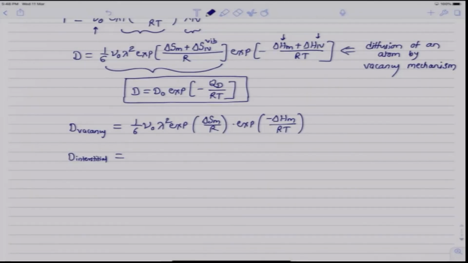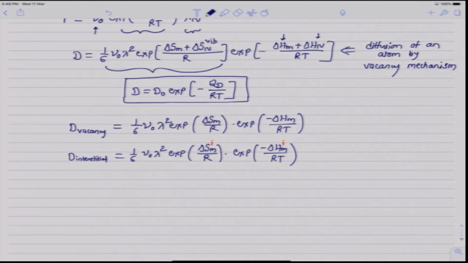Obviously, the migration barrier for interstitial will be different from that for a substitutional diffusion. So, we can write a similar expression as vacancy for interstitial diffusion too, which would be 1/6 nu 0 lambda square exponential delta Sm by R times exponential minus delta Hm by RT, and to denote interstitial we will put superscript I over delta Sm and delta Hm.